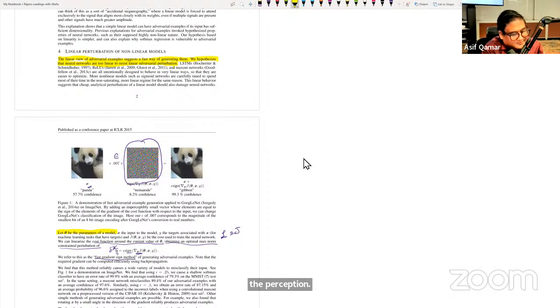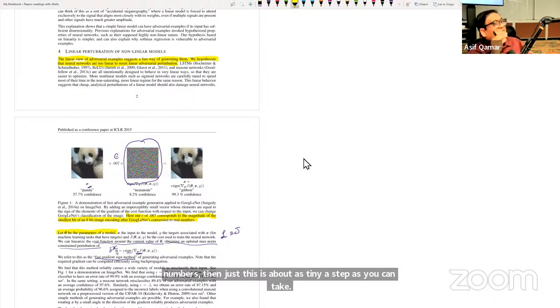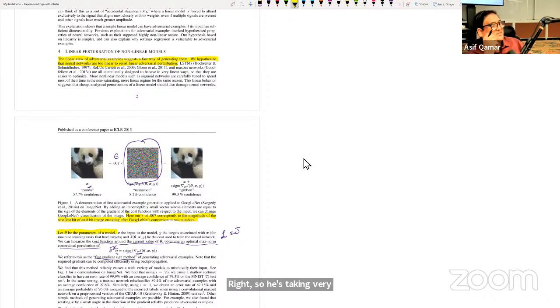Equal to the gradient of the cost function. Here, to the magnitude of the smallest bit of an 8-bit image encoded. So it's taking an implementation. He's looking at that 8-bit image and he's saying, okay, when you convert it to real numbers, this is about as tiny a step as you can take. So he's taking very tiny steps. Any tinier than that, and it won't show up as change at all.